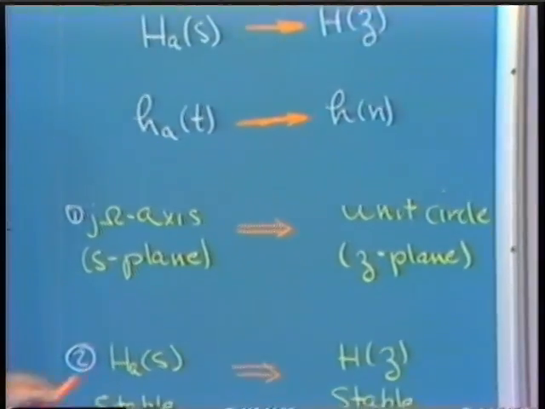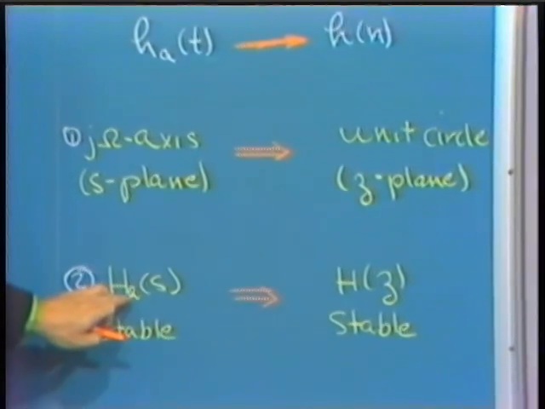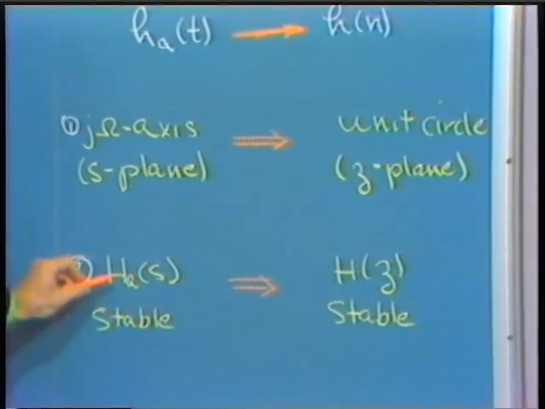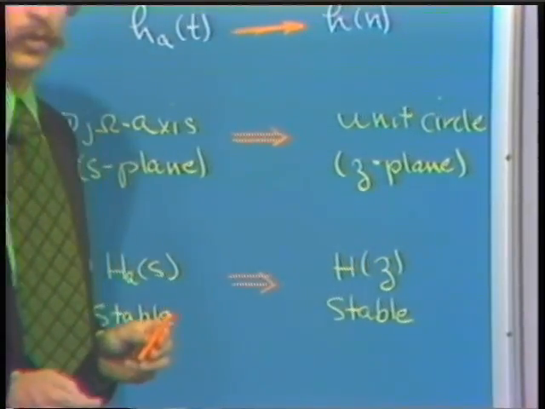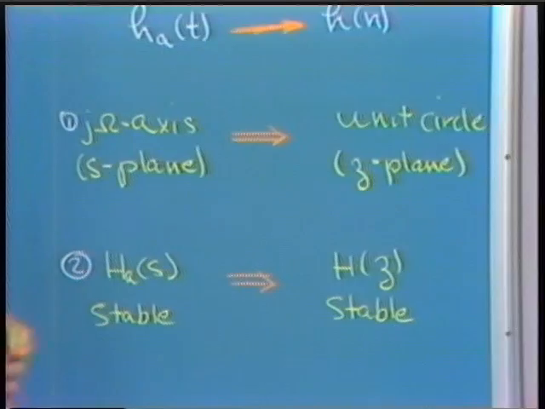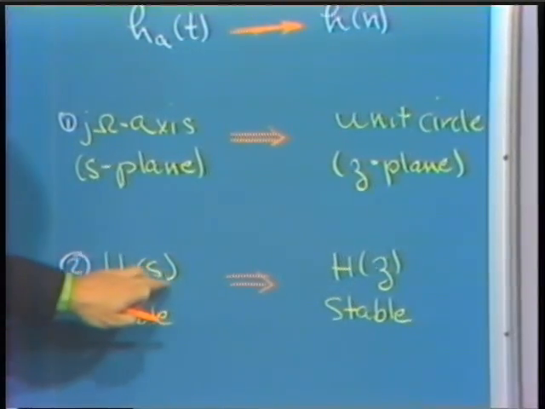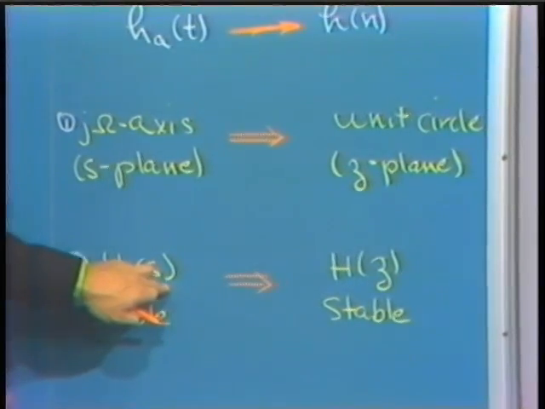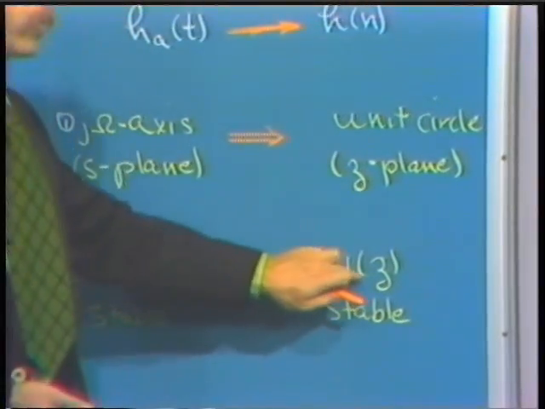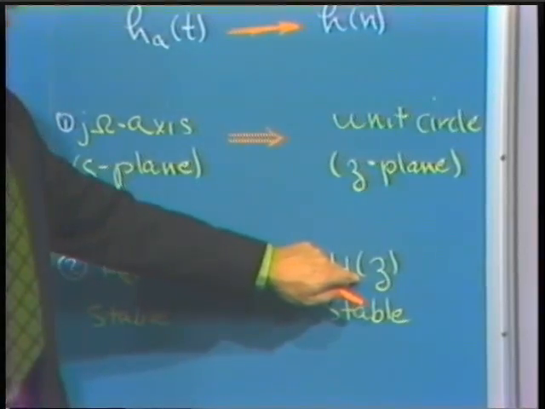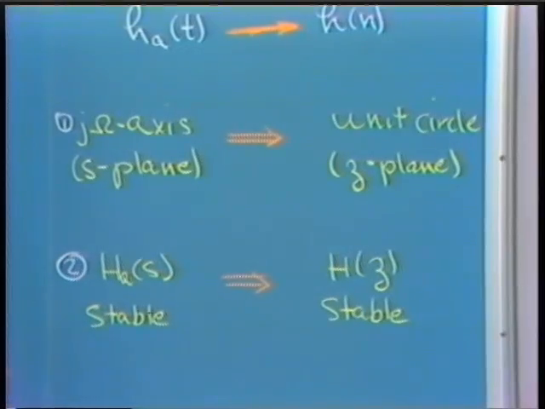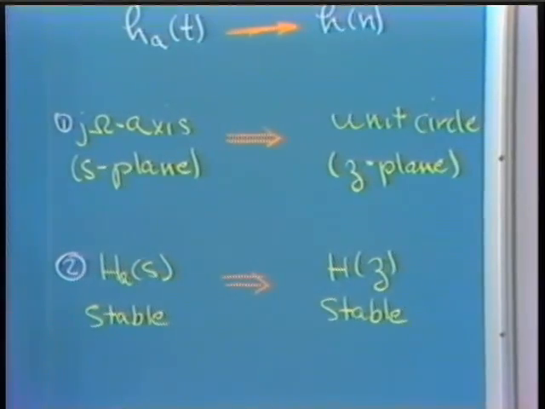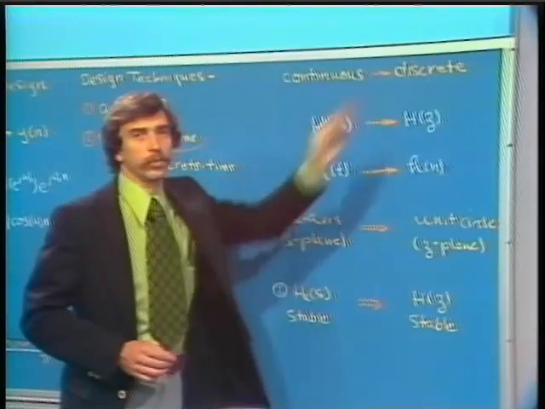And a second condition that it's reasonable to impose is that a stable analog system function map to a stable digital system function. In other words, we'd like to be confident that our design procedure is such that if we had a good analog filter and it was stable, we would end up with a good digital filter that was also stable. So these then are two of the conditions that are basic to any design procedure that maps from continuous time to discrete time.